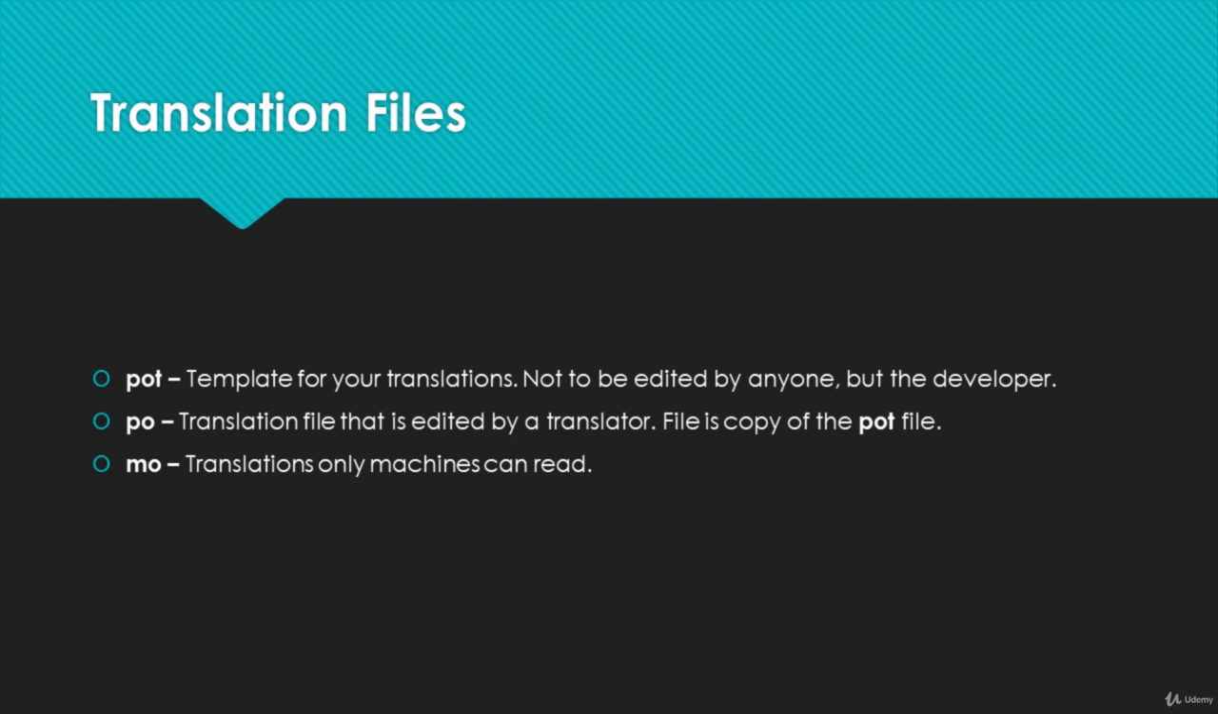The PO file is like the POT file, except it's meant for translators to update. Just like the POT file, these kinds of files are human readable. Just like the POT file, this file is not processed or read by WordPress. The MO file is a machine readable file. You should never open or edit these files as they contain text that only servers are able to read and use. MO files are generated from PO files.